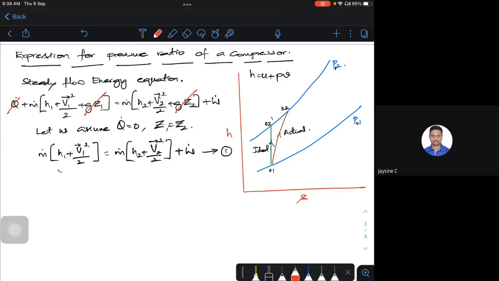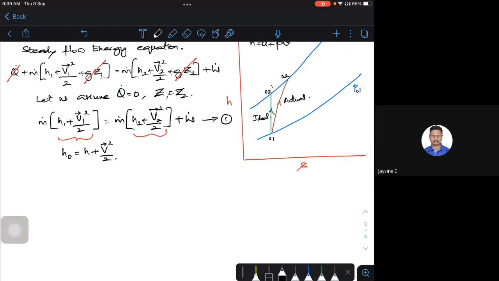Now, if you closely observe this, we know the expression for H naught, the stagnation enthalpy. H naught is equal to H plus V square by 2. So I can write this as m dot into H naught 1 is equal to m dot into H naught 2 plus work done. To be very precise, this is actually the specific stagnation enthalpy.